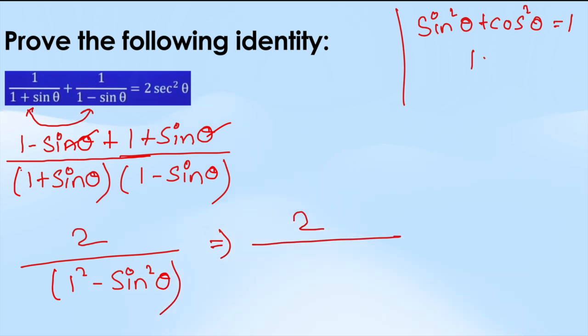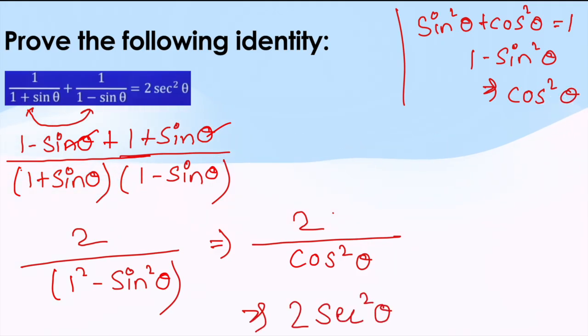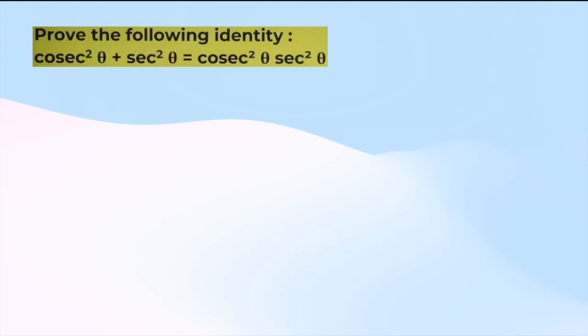So 1 minus sine square theta is, good, you should learn this, 1 minus sine square theta directly, cos square theta, right? So it is cos square theta. We know 1 by cos square theta is secant square theta. So I can directly write it as secant square theta. And that is your RHS. Hence proved. Clear? Come to the next question now.